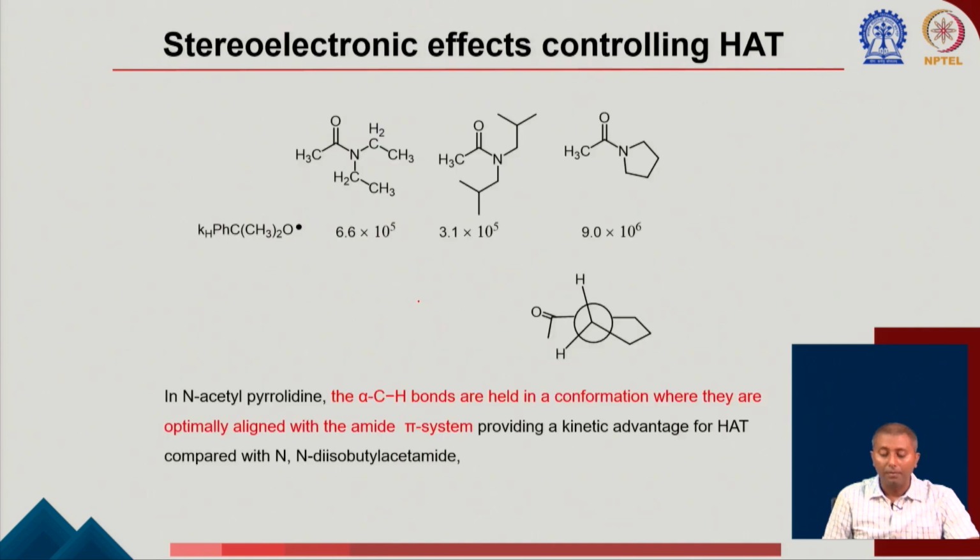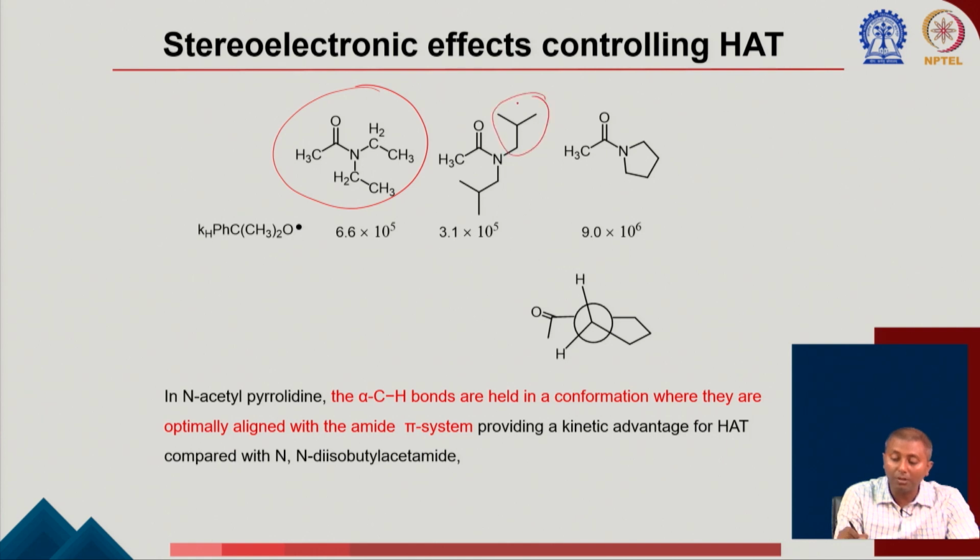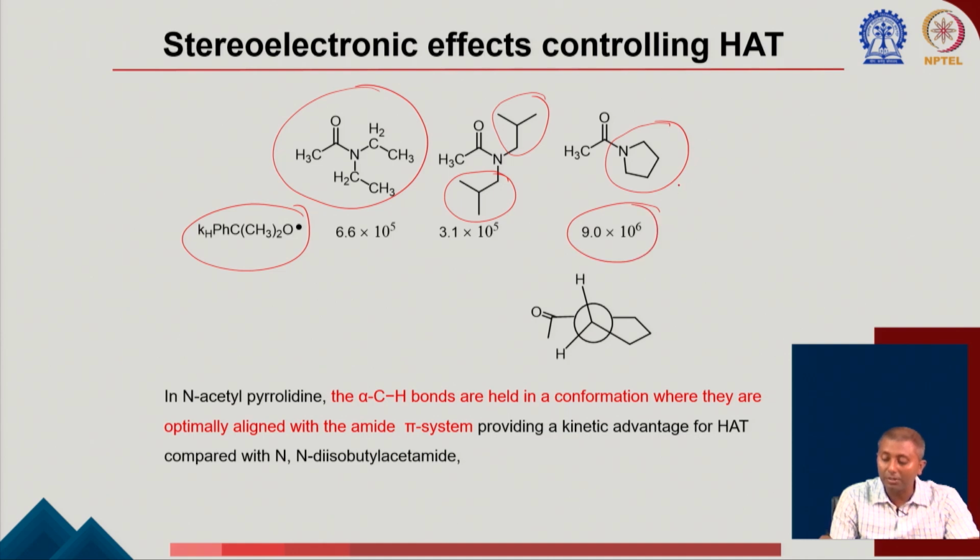There is an important stereoelectronic effect, as I was mentioning, in this particular scenario. Here you have this amide; on this amide nitrogen you have an ethyl group here, an isobutyl group here, and here you have a pyrrolidine. Once you are talking about the hydrogen abstraction rate using this oxo radical, here the rate is much faster. So this hydrogen abstraction is much faster compared to the others.